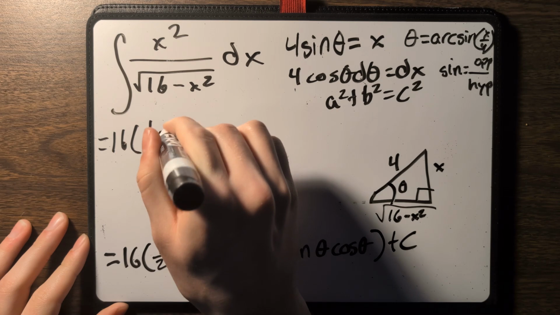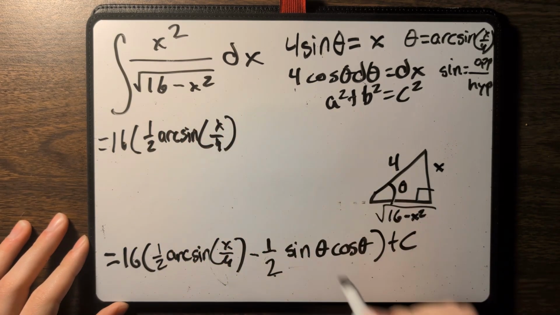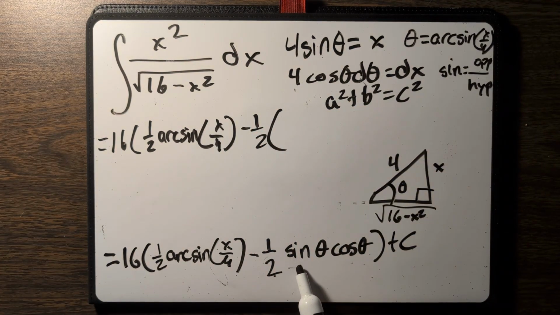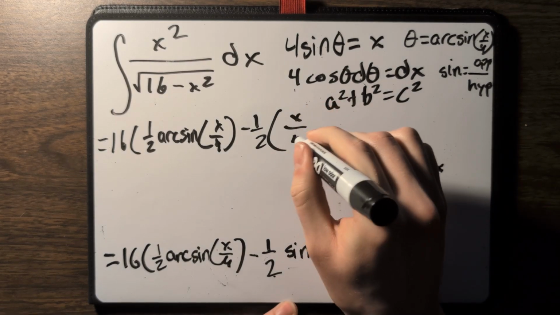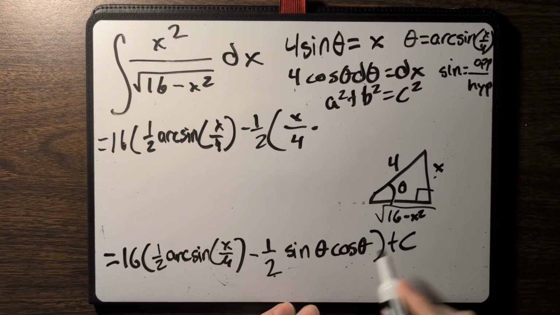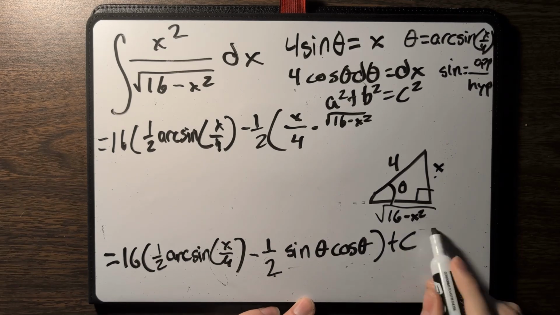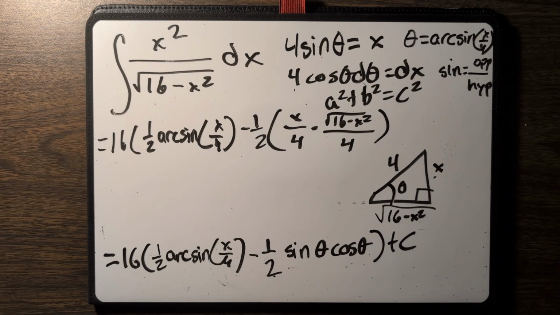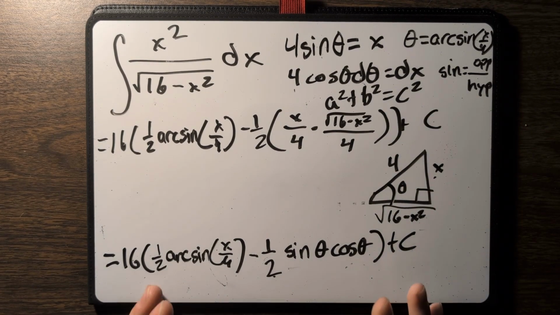So I'm just going to rewrite minus 1/2 times, well, sine theta is going to be opposite over hypotenuse, x over 4. Cosine theta is going to be adjacent, which is this side, over hypotenuse, which is 4, plus c. So we can do some simplification here, but this is our answer.